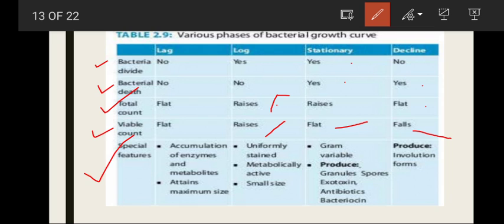The special features of the lag, log, stationary and decline phases are: in the lag phase you can see accumulation of the enzymes and metabolites, and it attains maximum size. In the log phase you can see uniformly stained, metabolically active, and the bacteria are smaller in size. In the stationary phase, gram variable, it produces granules, spores, exotoxin, antibiotics, bacteriocins. In the decline phase, it produces involution forms.